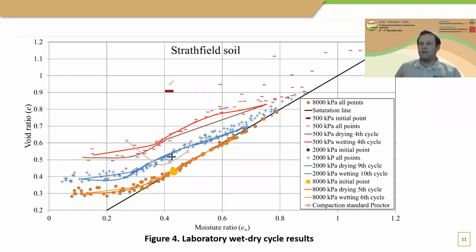So you can see this is the initial point of the 500 kPa compacted sample. And the first few points went up along here and down along this curve and then back and so forth until they got to this stabilized curve, the stabilized wet drying curves. So that's the fourth drying cycle and the fourth wetting cycle.